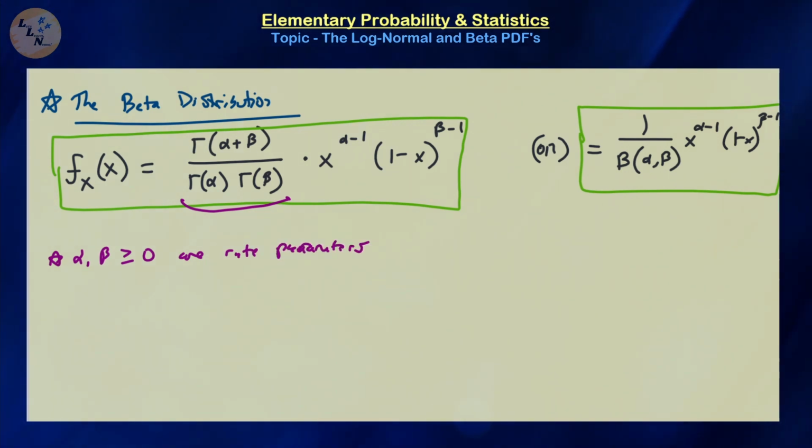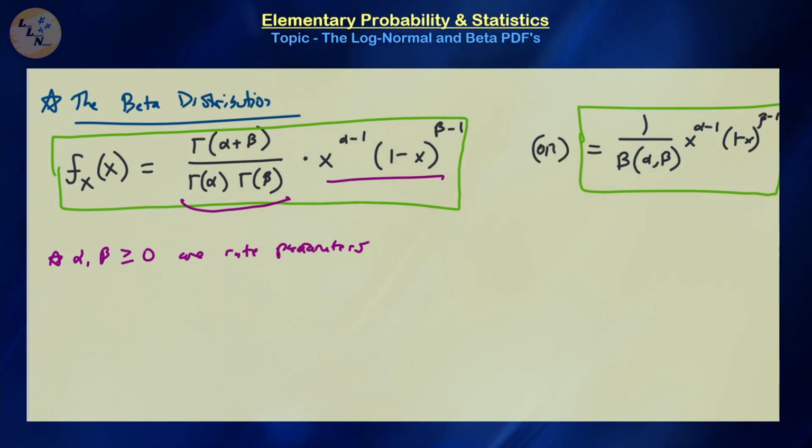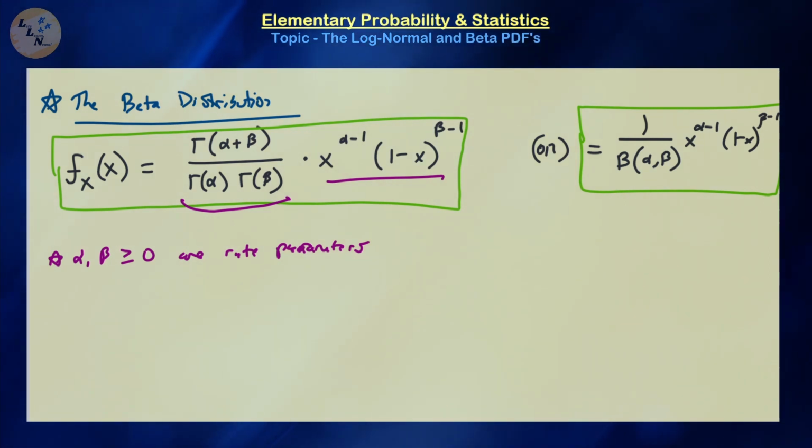Sort of like sigma y and mu y for our log normal distribution. So Gamma(alpha + beta) divided by Gamma(alpha) times Gamma(beta), times this variable portion, x to the alpha minus 1 and then 1 minus x to the beta minus 1. And one may ask, why do we call this the beta distribution? The reciprocal of this leading coefficient is the beta function. So B, the beta, is where that function gets its name from.